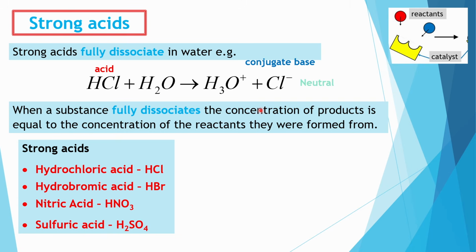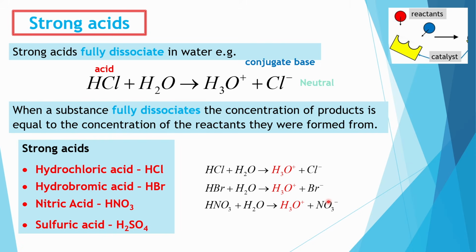You need to remember the following 4 strong acids for this assessment: hydrochloric acid, HCl, hydrobromic acid, HBr, nitric acid, HNO3, and sulfuric acid, H2SO4. You need to be able to draw the reaction for each of them, which is pretty straightforward. They always produce a hydronium ion, they're always reacting with water, and they produce a negative ion as well. Remember that negative ion produced from a strong acid is always neutral.